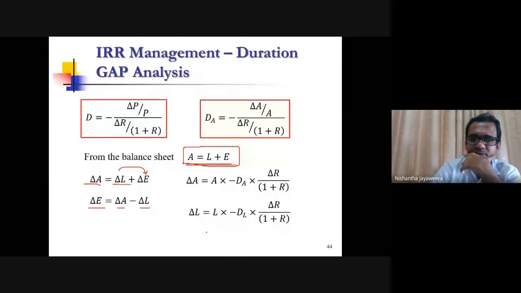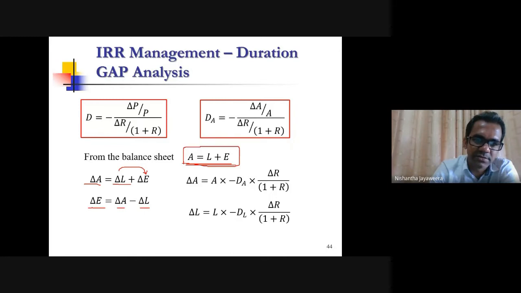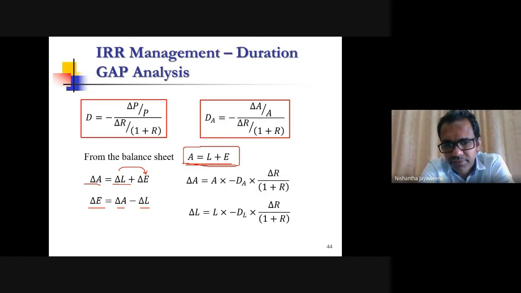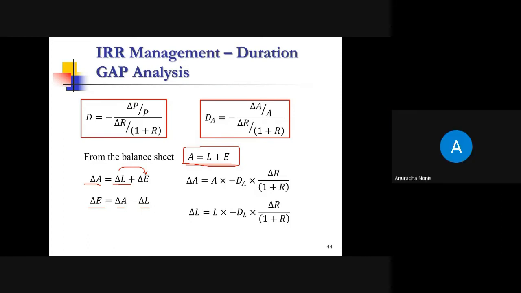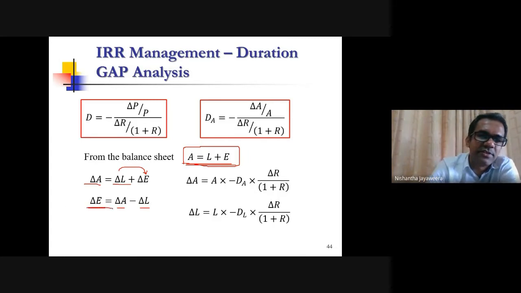See this one, whatever the net impact of changes in asset value and liability value, that is the change in equity value. If this is a positive figure, equity value goes up. If this is a negative figure, equity value goes down. Clear? Okay. Anything else? Okay, just keep this equation as well. Remember this one.